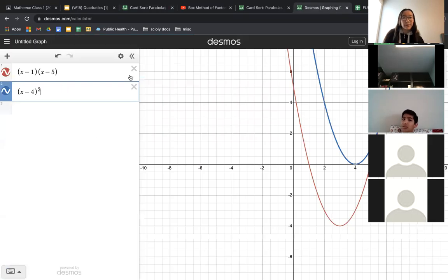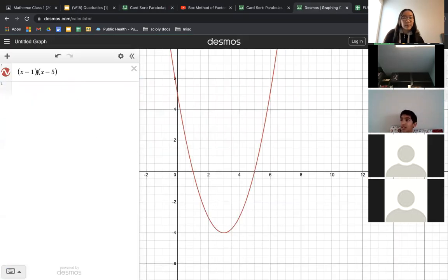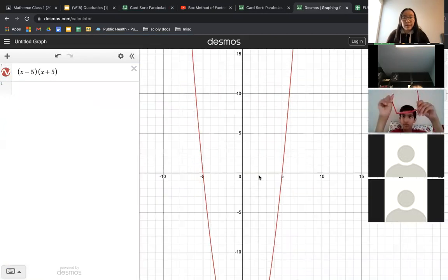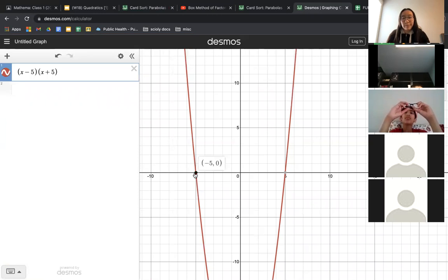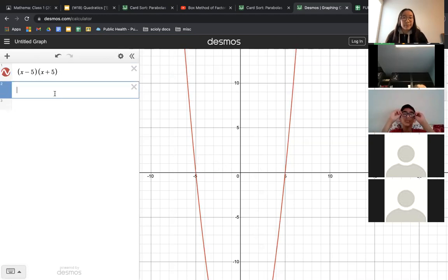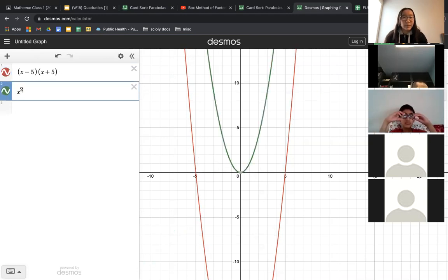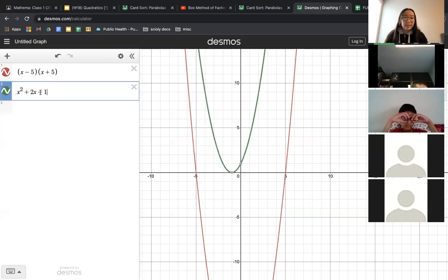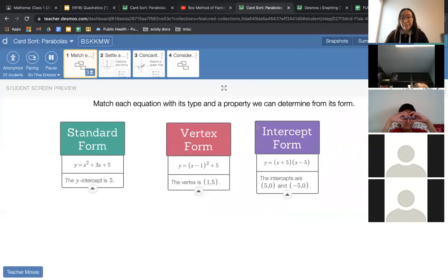So we can go to Desmos and kind of demonstrate that. So let's see. Intercept form tells you the x-intercepts. So this graph has the x-intercepts at -5 and 5 in its intercept form. And then standard form, we're just going to make up a random one. The last number here tells you the y-intercept. So this intercepts the y-axis at 0, 1.